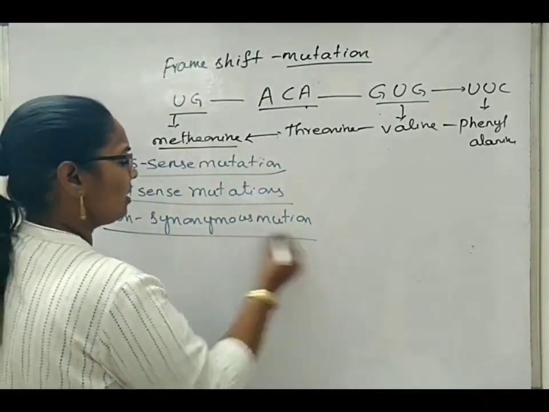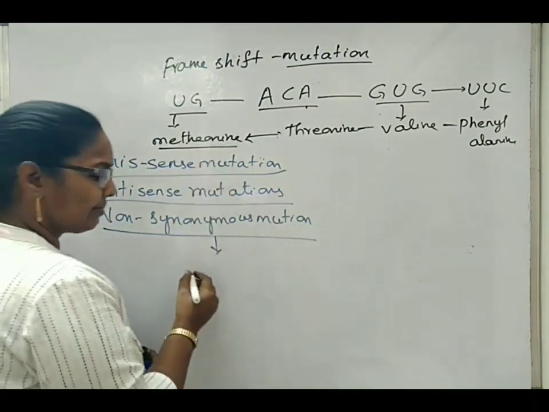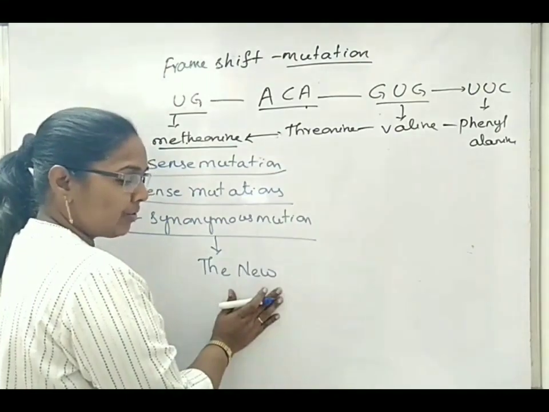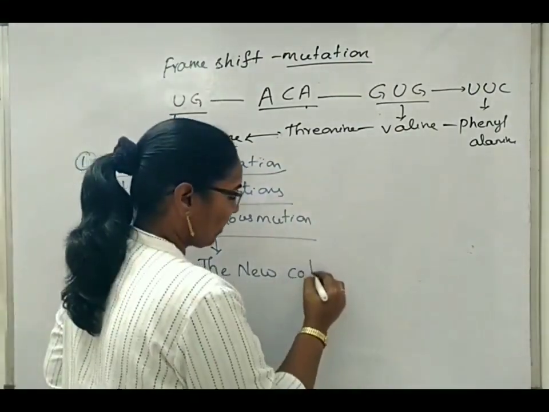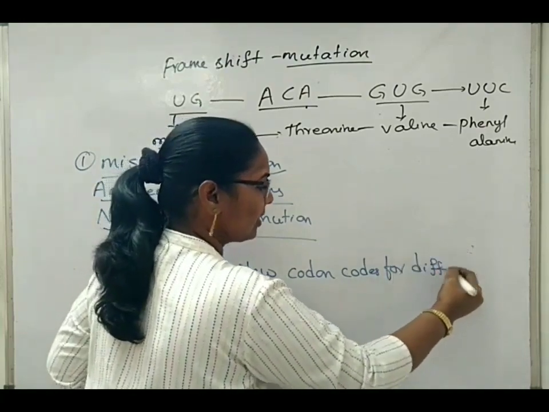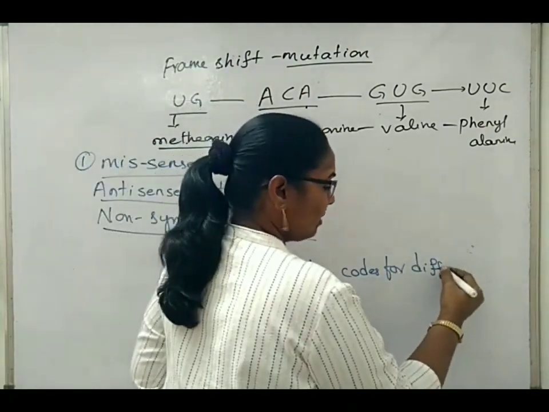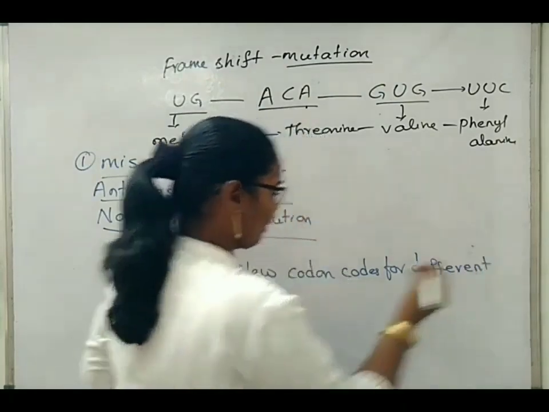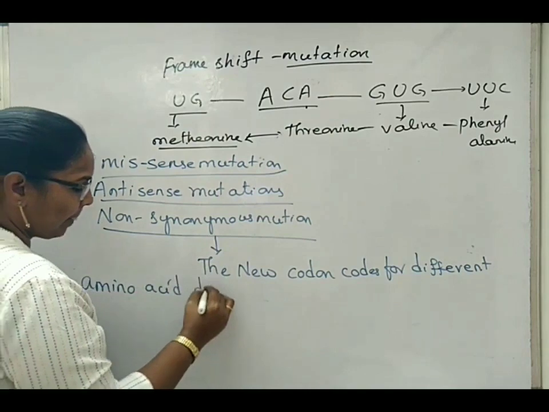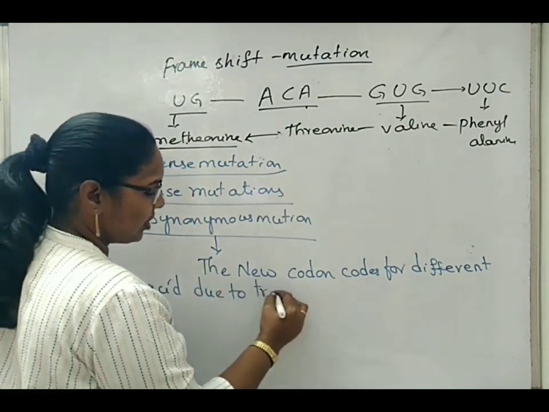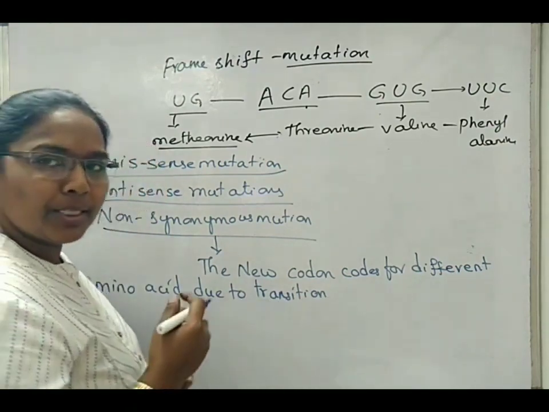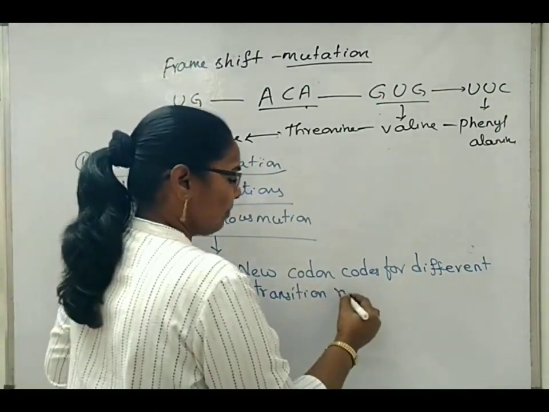Now, what do these words mean? The new codon that is changed because of the mutation codes for a different amino acid when we compare it to the original sequence, due to transition mutation. What is transition mutation? Replacement of a purine by a purine or replacement of a pyrimidine by another pyrimidine.